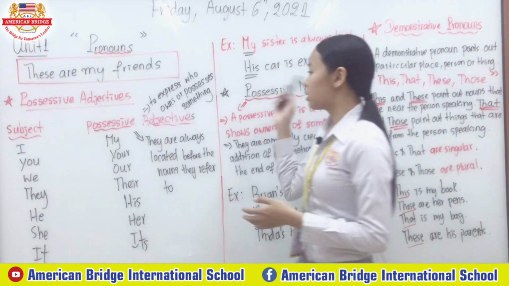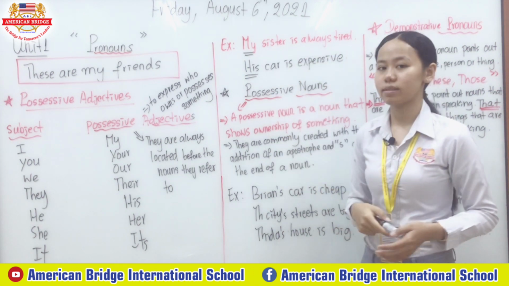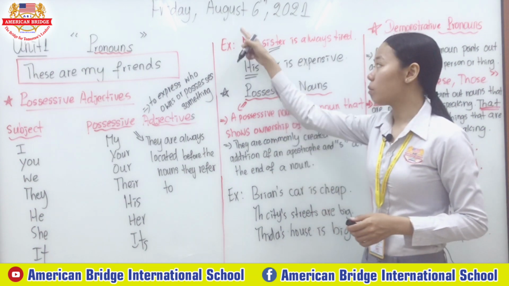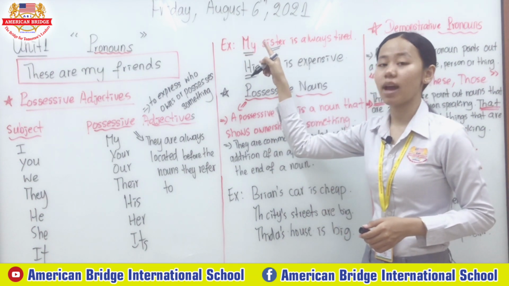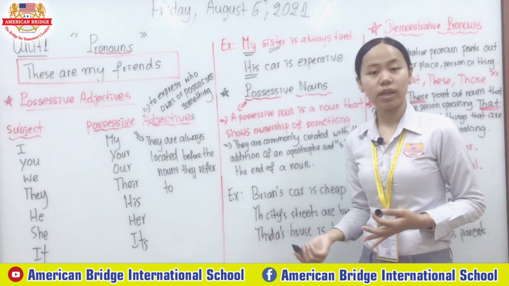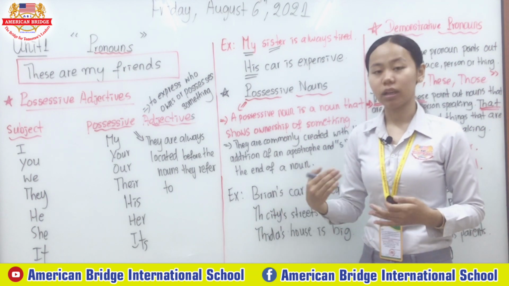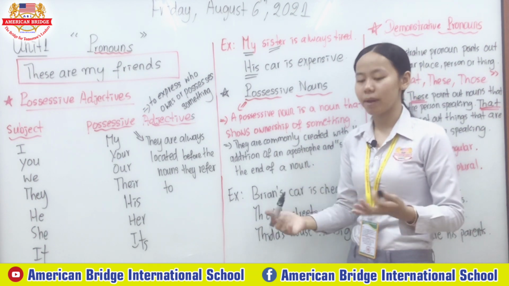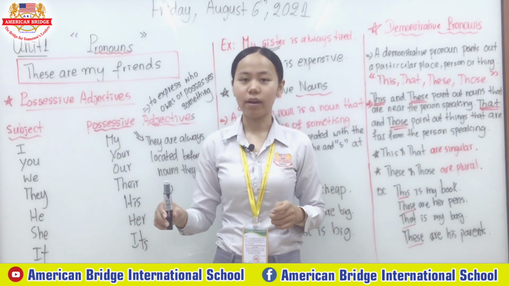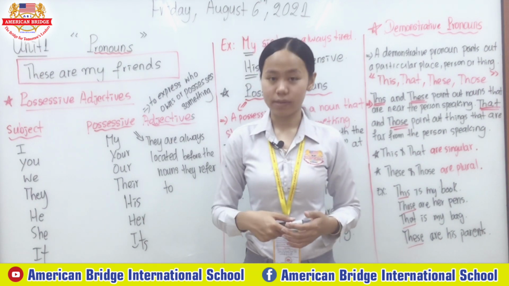Okay everyone, have a look at these examples together. My sister is always tired. So we have my, and we have sister, which is the noun. So my here is the possessive adjective. My sister means your sister, like my bag, so that bag belongs to you. My bag, my marker. See, I use my as a possessive adjective in order to express ownership as well as possession.